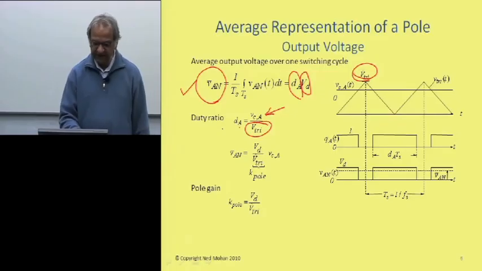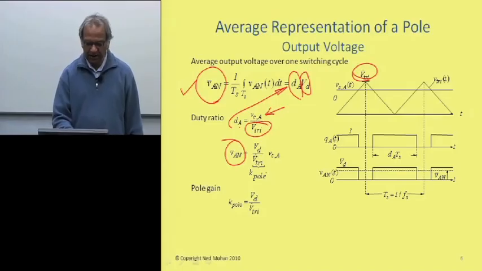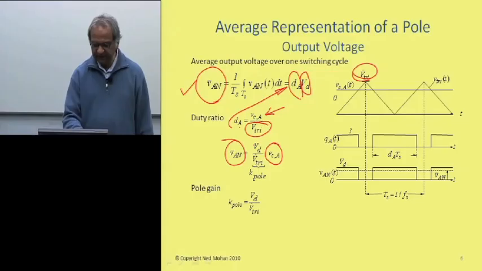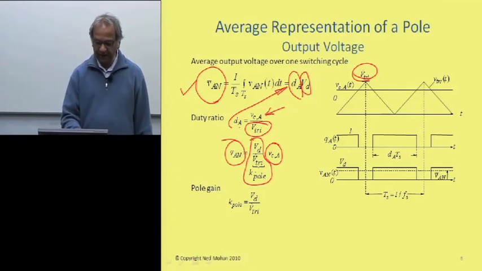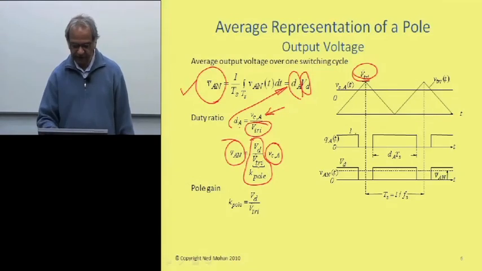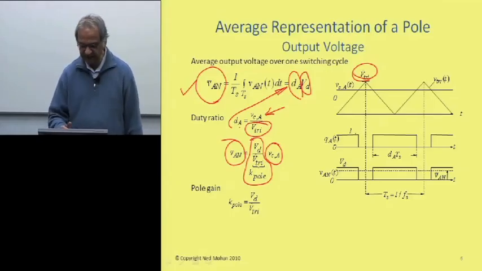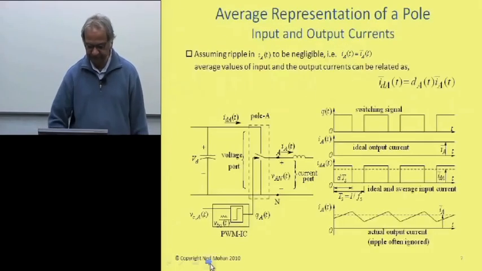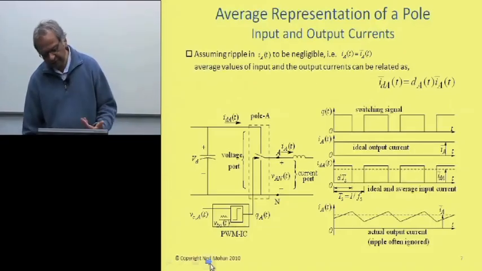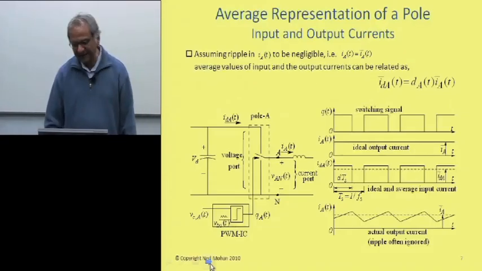And you can immediately see that if we substitute this over here, we can say that the average voltage that appears at the current port is this amplified control voltage, and we can think of that as the gain of this pole, which is the input DC voltage divided by this peak of this triangular waveform, which is used for generating these switching signals here. So that's this gain of the pole listed over here.